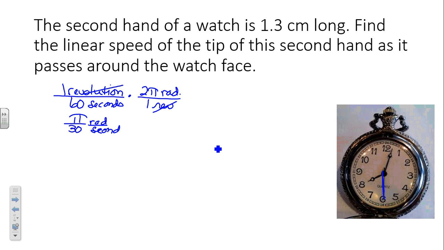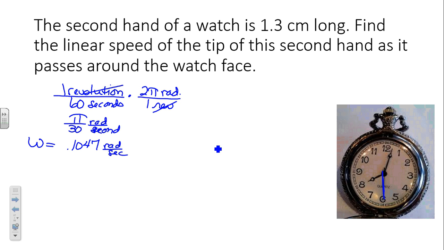Don't want to put my C in there for some reason. Okay? So let's take pi and divide it by 30. That's .1047 radians per second. Keep that in your calculator. Don't delete it, don't remove it, don't clear it. That's our angular velocity. That's our omega.